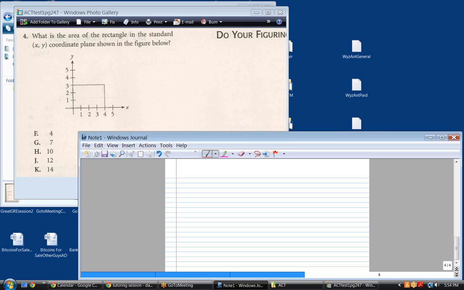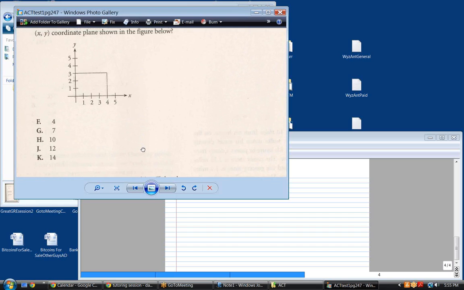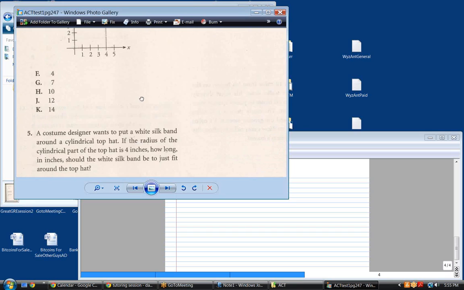So what's the area of this rectangle? 3 by 4. The area would be 3 times 4. That's 12, right? Okay. That's the area. 12's the answer. All right, let's go on.